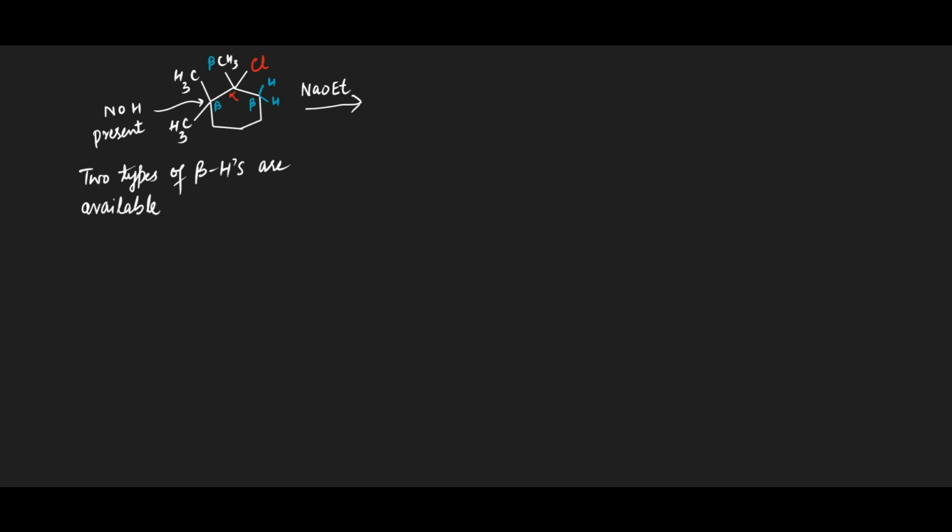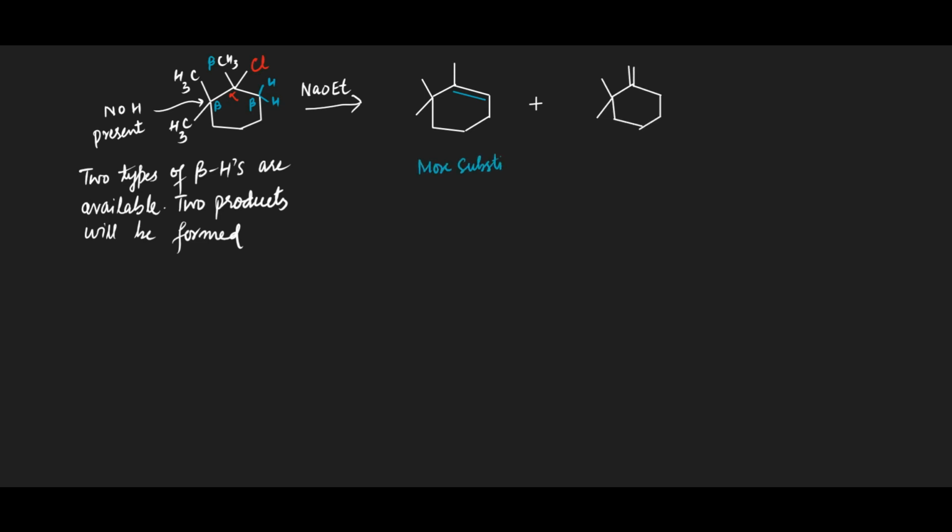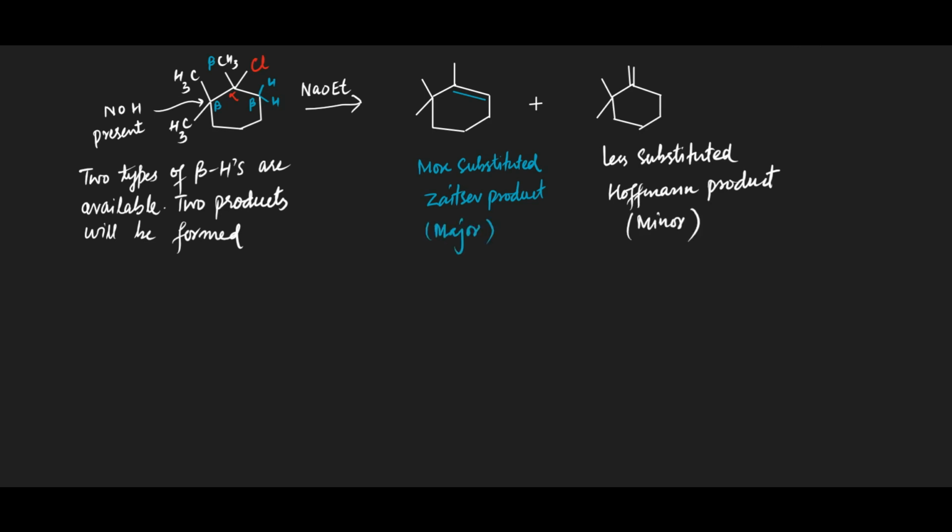Consider this cyclic substrate. With respect to the chlorine substituent, there are 3 beta positions. This beta carbon doesn't have any hydrogen. Thus, only two types of beta hydrogens are available and hence two products will be formed. Removal of beta hydrogen from the ring gives this cyclic alkene, and removal of beta hydrogen from the exo methyl gives this exocyclic alkene. This alkene is more substituted and hence the Zaitsev product. This alkene is less substituted and hence the Hofmann product. The Zaitsev product will be major and the Hofmann minor product.